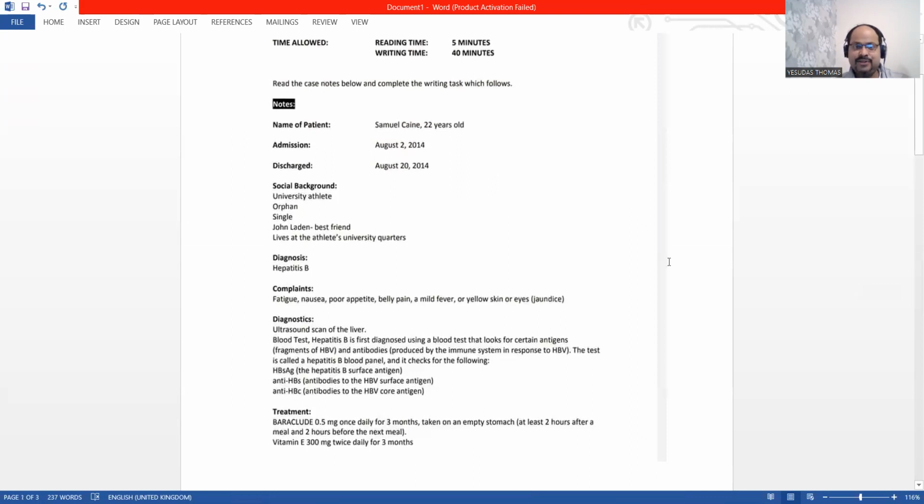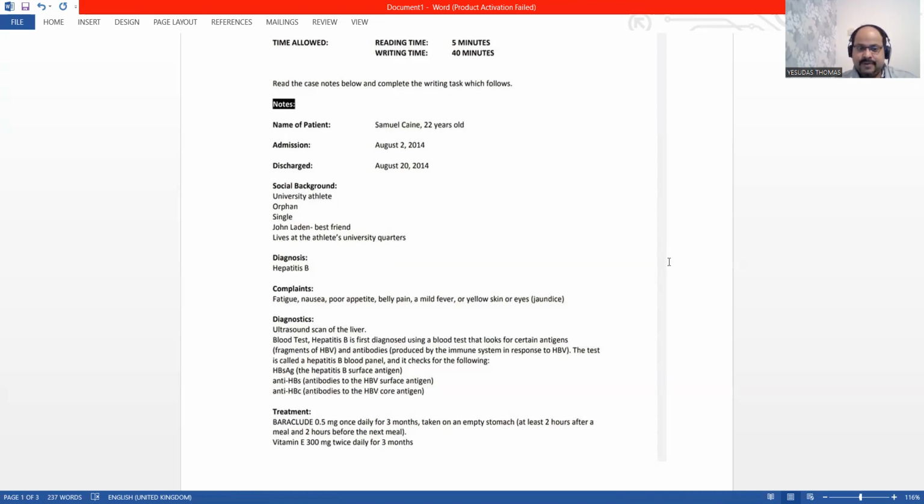Samuel Caine is a 22-year-old male patient. He was admitted on 2nd August 2014 with stomach pain, poor appetite, nausea, fatigue, mild fever, and yellow skin or eyes. So that's what we have seen. Some diagnostic tests were performed. The first one is an ultrasound scan of the liver, and the second one is an antigen specific blood test, which confirmed that he has hepatitis B.